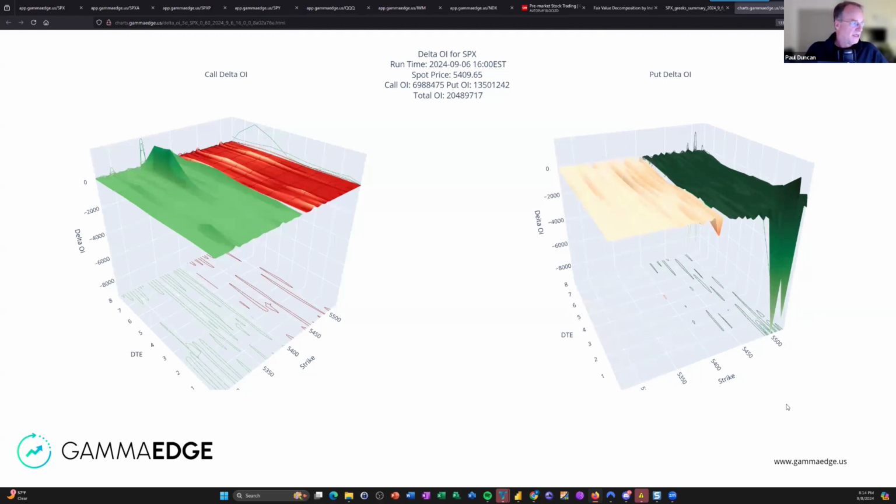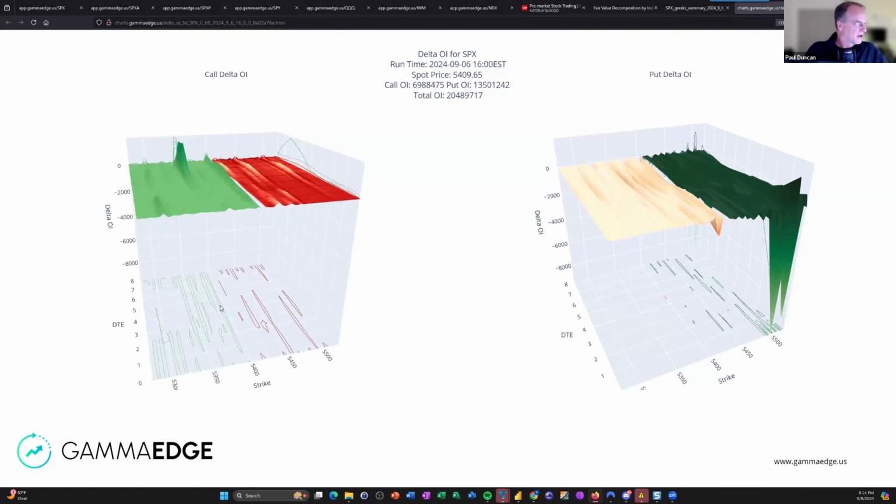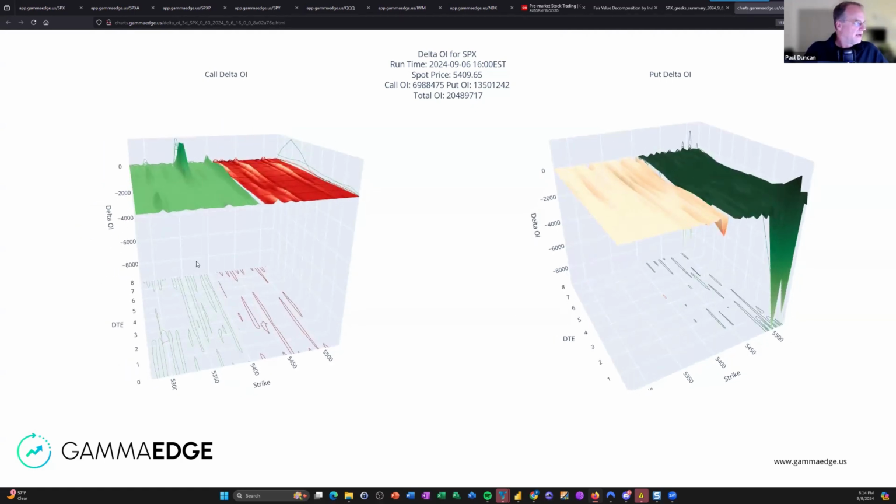I went up about 125 points from where we closed right here at 5409. That was the last number, or 5408 or something like that. So very, very close. And over here, we have the calls. We have puts here and we have calls here.